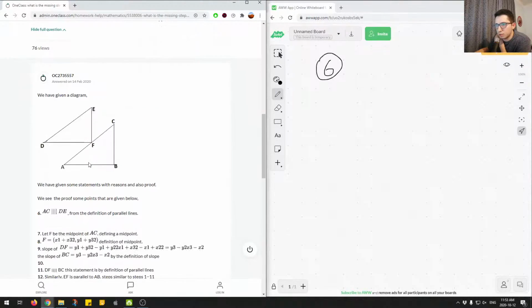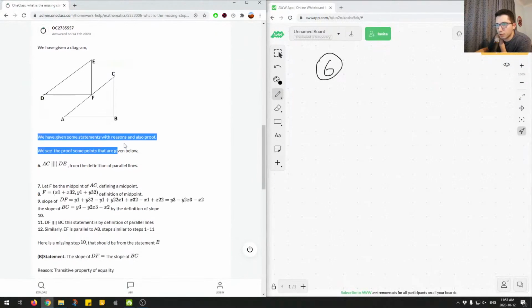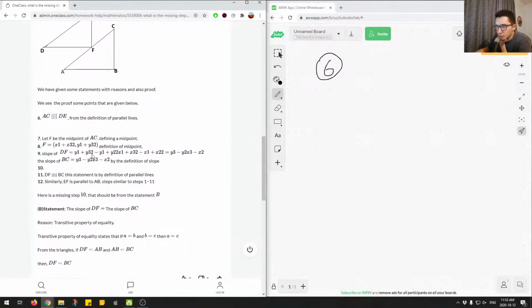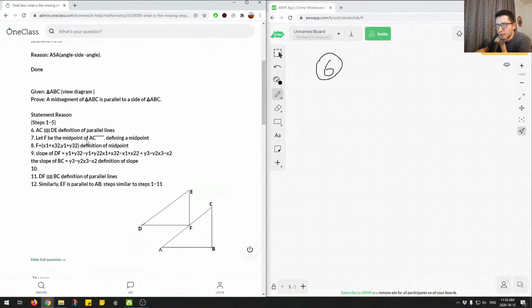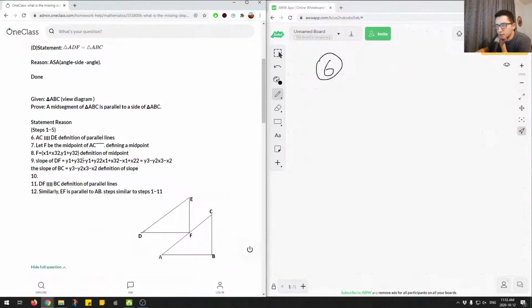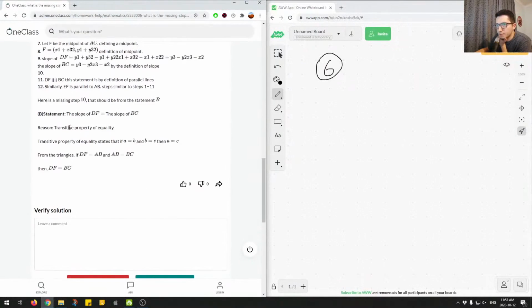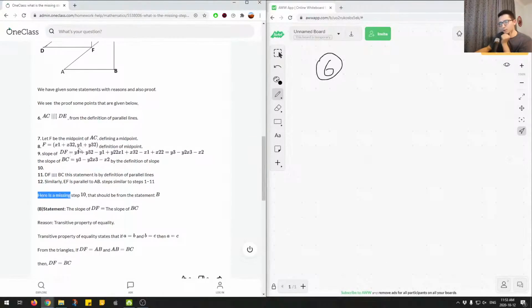Let's look at what the junior tutor attempted to solve. So we're given the statements. I believe this format just confuses the question. And they go through the proof. However, it's not really clear here why this is the case. So we have a midpoint, but this should be divided by 2, not x32. DF equals y1 plus y3 over 2. So let's look at this. They say statement B is the correct one.